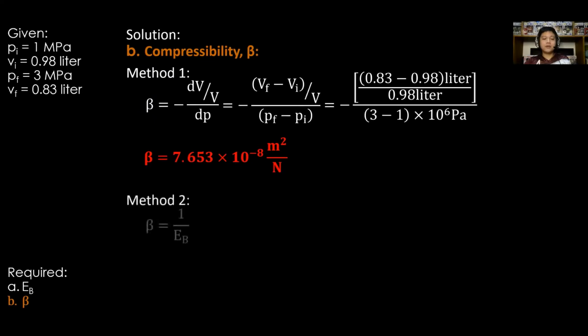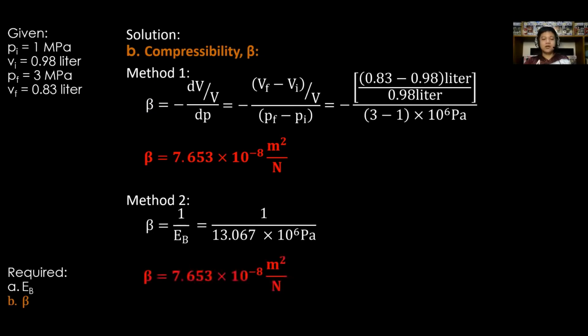On the other hand, for method number 2, let us consider the relationship of beta and bulk modulus of elasticity, which are reciprocals of each other. Thus, beta is equal to 1 over E sub B, or that is 1 over 13.067. Mega will be converted as times 10 raised to 6 pascal, or that is 7.653 times 10 raised to negative 8 square meter per newton.